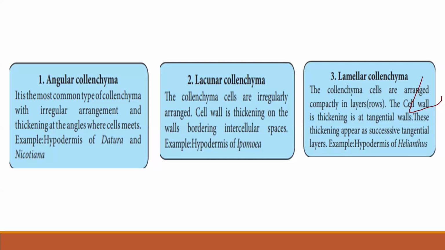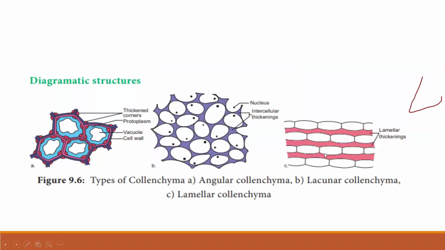Whereas in lamellar, the third one, the wall thickening is restricted to the tangential walls only, not at the transverse wall. So the cells are arranged in tangential rows. Hence it appears like a plate or a band. When we observe this, they appear like a plate or band due to this tangential thickening. So these are the three types of parenchyma.